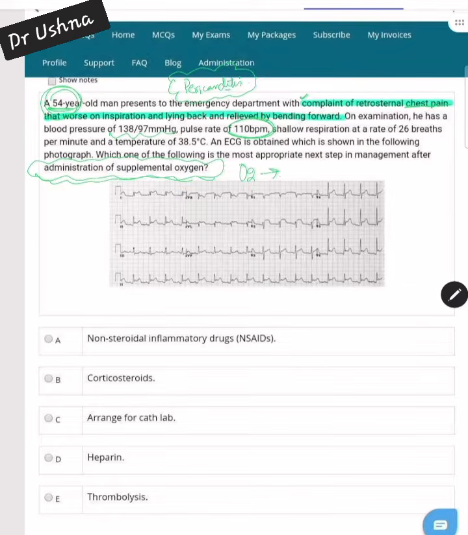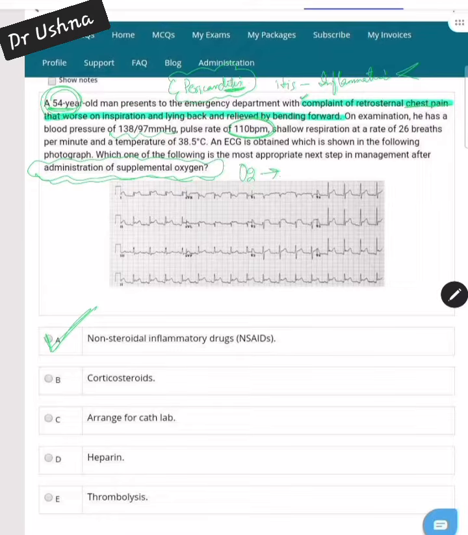Whenever there is the word itis, it shows inflammation somehow. Whenever there is an inflammation, there are signs of inflammation like pain, calor, rubor, dolor, redness, swelling, all those things. So we have to control the pain of that patient. NSAIDs are very important in the treatment of pericarditis. So the answer will be NSAIDs in this case.